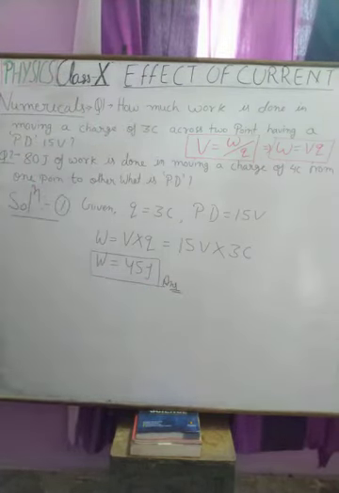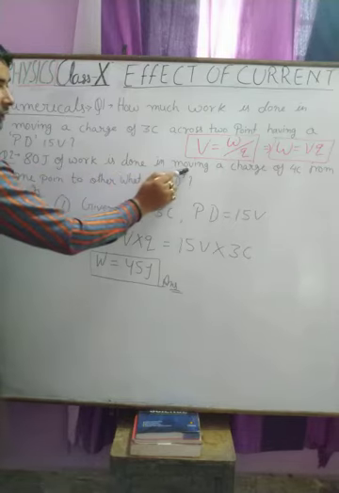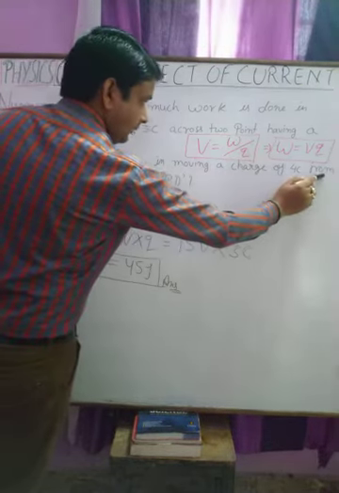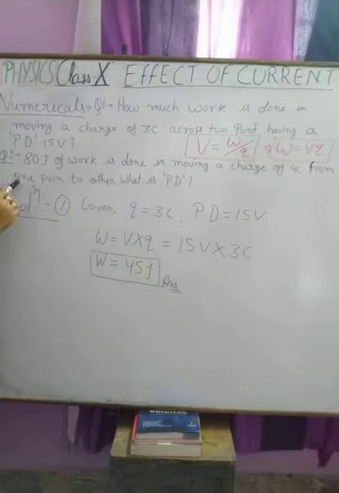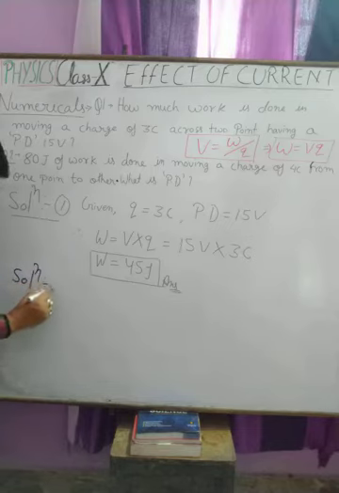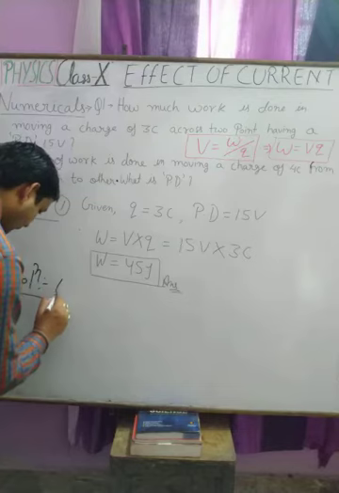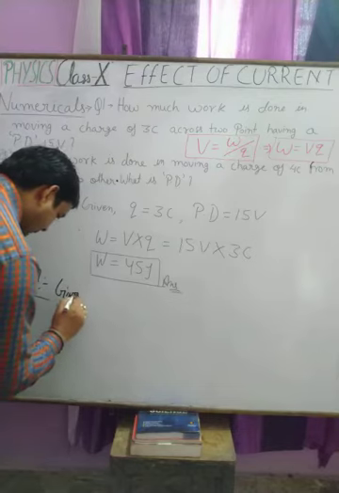Okay students, now we have another problem, that is: 80 joule of work is done in moving a charge of 4 coulomb from one point to the other point. What is the potential difference? For this we have solution number 2, given in the second problem.